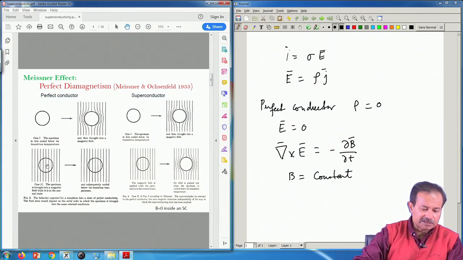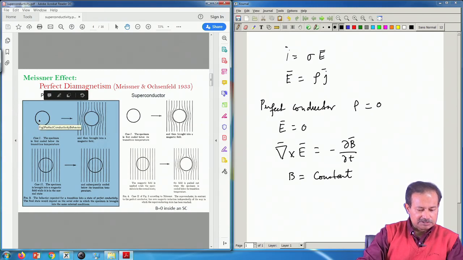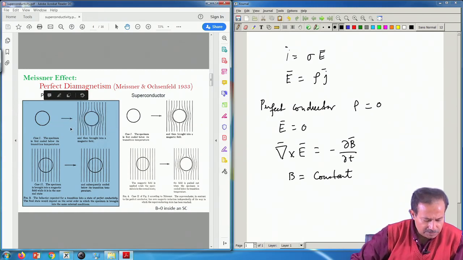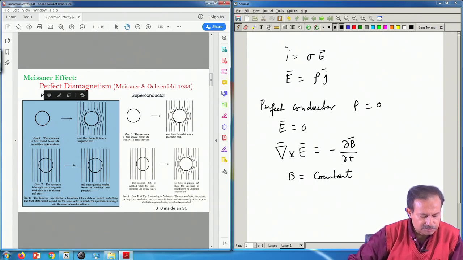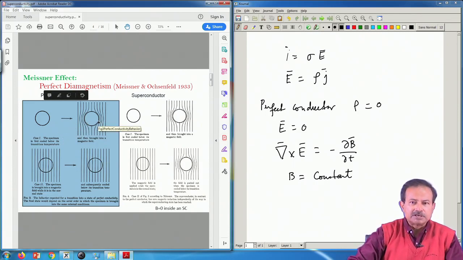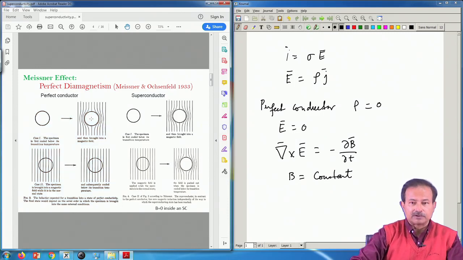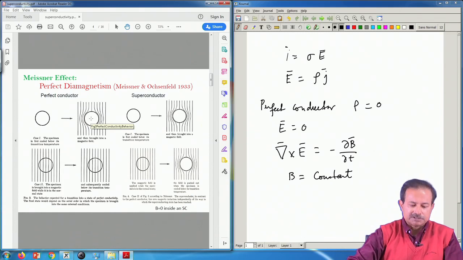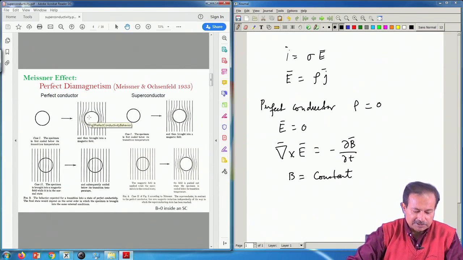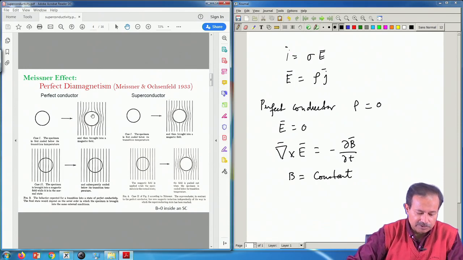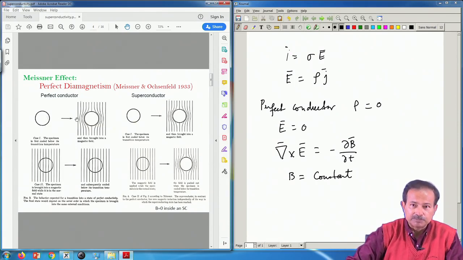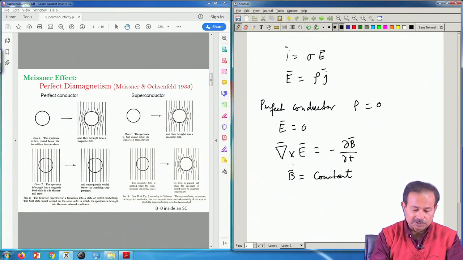What explains this diagram? For example, in this diagram you had B equal to 0 inside when it was in the normal state, then you cooled below its superconducting transition temperature and brought it inside a magnetic field. By superconductor I mean perfect conductor. Suppose there is a perfect conductivity transition temperature, below that one brings it inside a magnetic field, and it will keep its magnetic field inside whatever it was. That is 0. So, that remains constant, and since it was 0, it is 0. So, that is what this is.